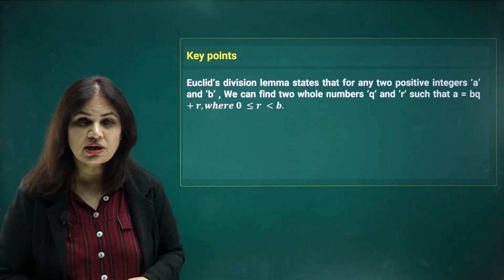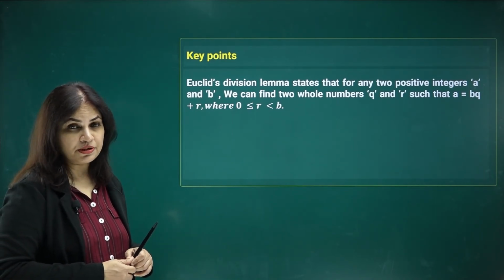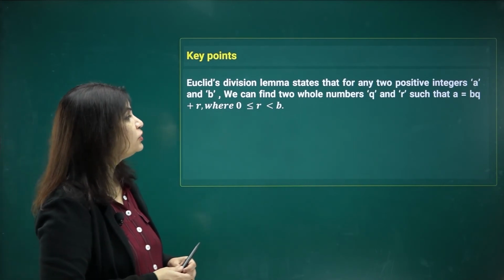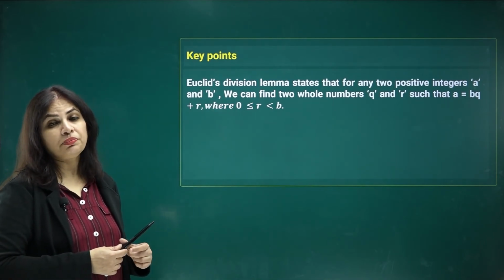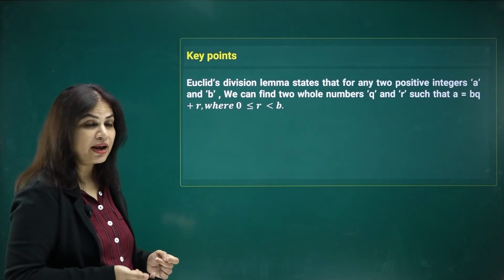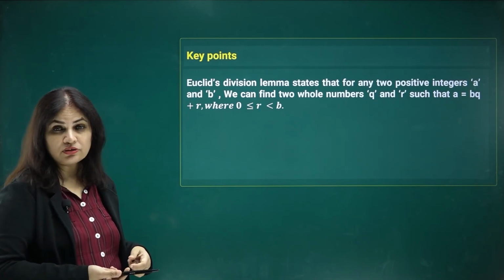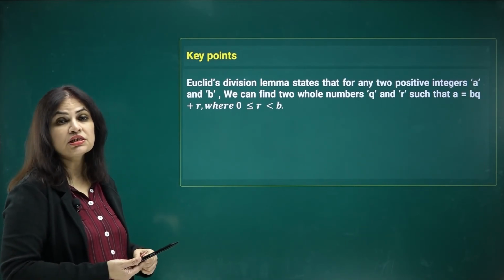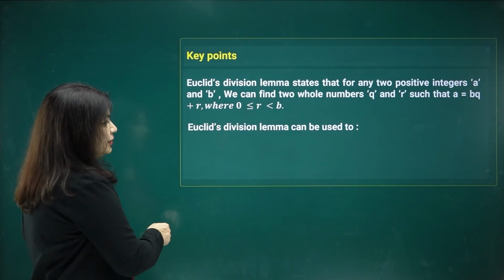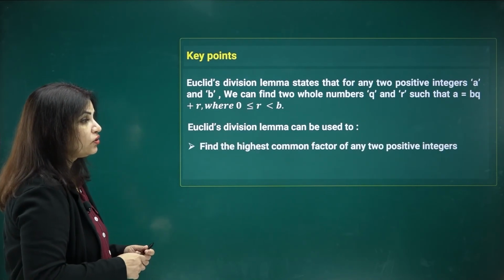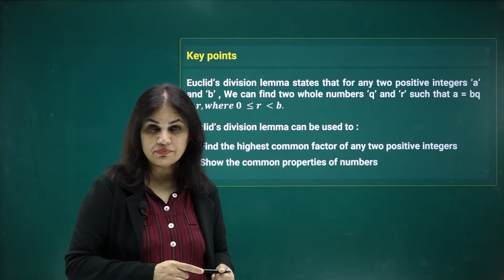So what did we learn in this chapter? Euclid's division lemma states that for any two positive integers A and B, we can find two whole numbers Q and R such that A is equal to BQ plus R, where R is greater than or equal to 0 and less than B. R will have all positive values: greater than or equal to 0 means positive, and less than B. And it can be used to find the highest common factor of any two positive integers and show the common properties of numbers.